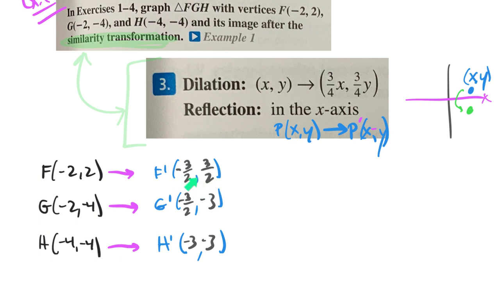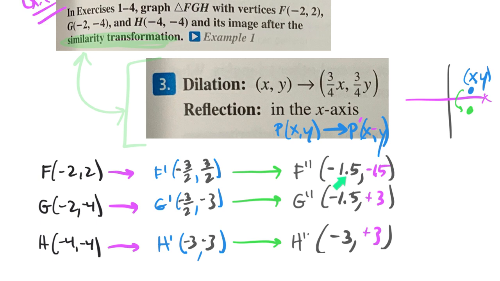We'll take these images and reflect them in the x-axis, which follow this rule. So the only thing that changes are the y coordinates. The x coordinates all stay exactly the same, and the y coordinates change signs: -1.5, +3, and +3.